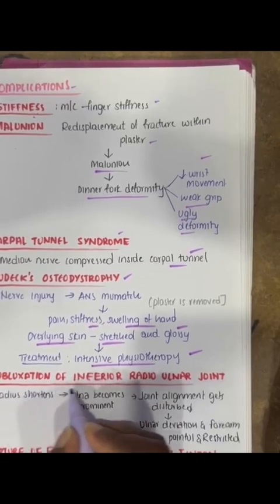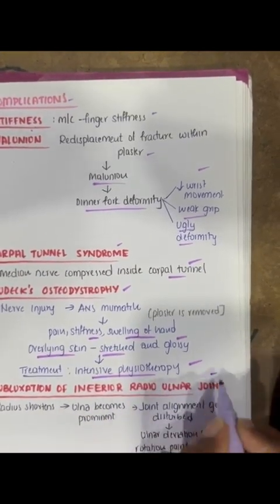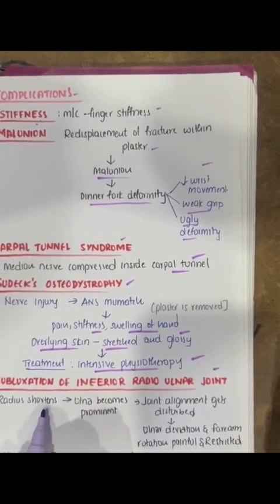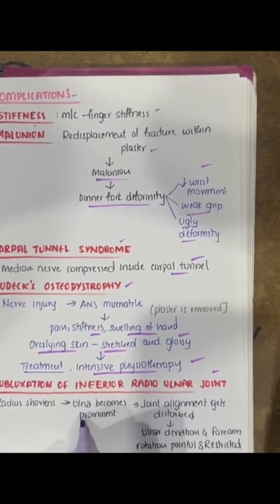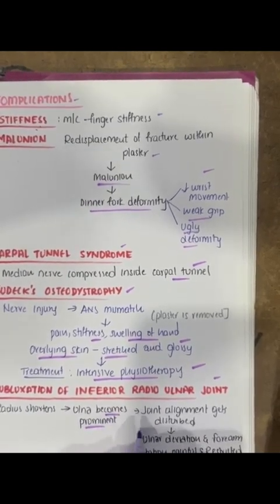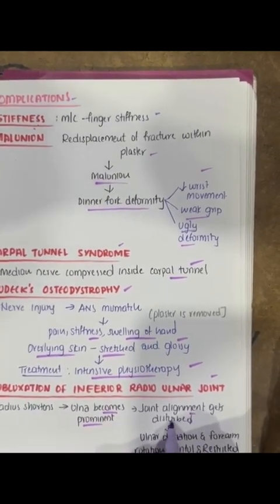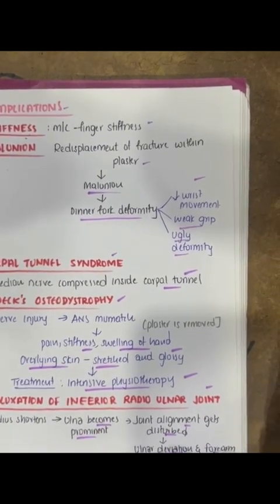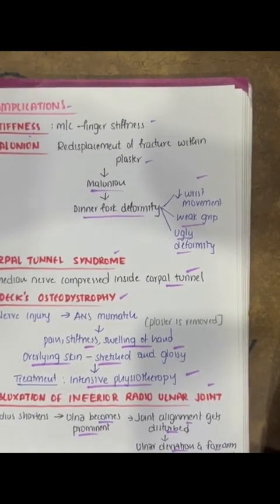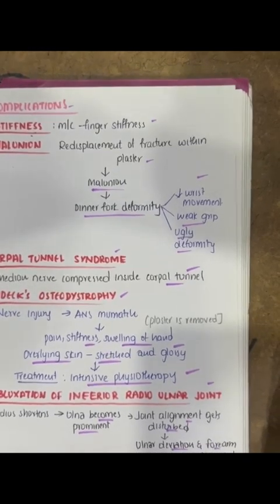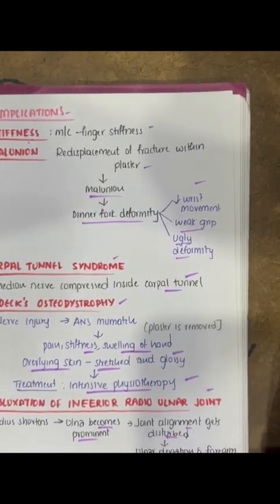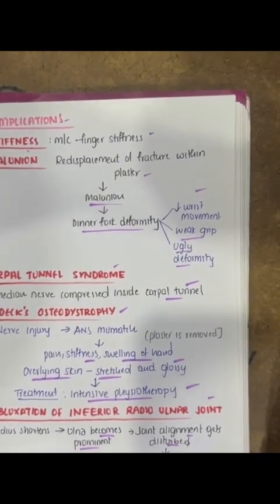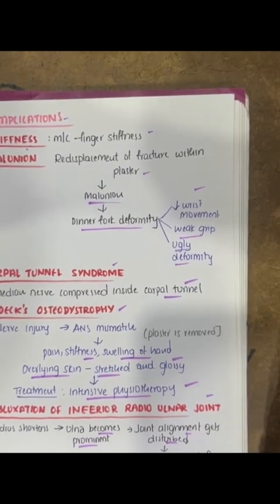Next one is subluxation of the inferior radioulnar joint. So the radius is shortened, the ulna becomes relatively prominent, so the joint alignment gets disturbed here. So as a result, ulnar deviation and forearm rotation is painful and restricted. The sixth complication is rupture of extensor pollicis longus tendon. So the patient cannot properly extend the thumb here.